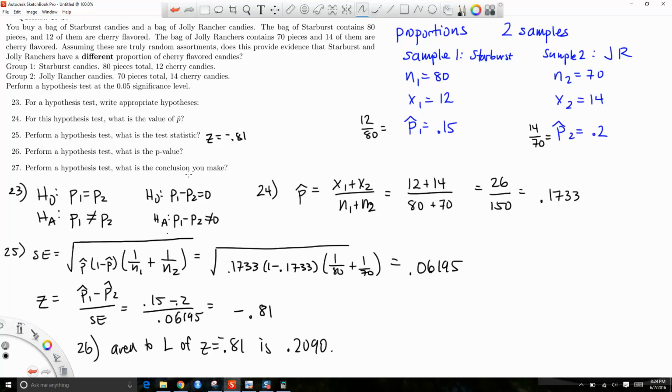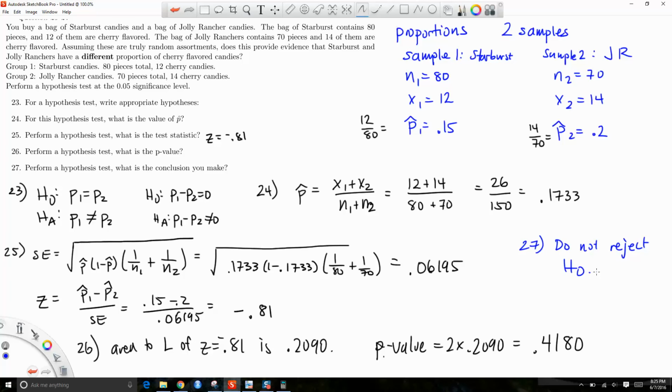But for the p-value, because I have a not equal sign, I'm going to multiply it by 2. So my p-value is 2 times that, which gives me 0.4180. And so what's the conclusion we make? If my p-value is 41.8%, I'm not going to reject the null hypothesis. So 27, do not reject the null hypothesis.